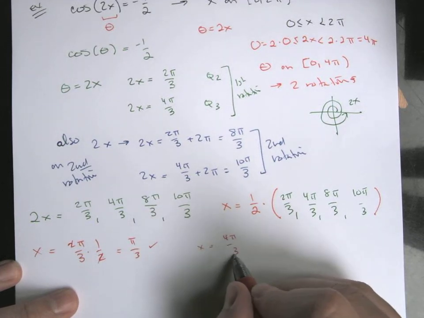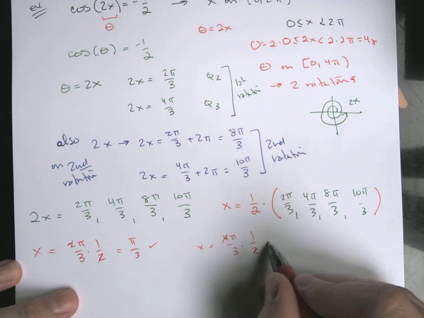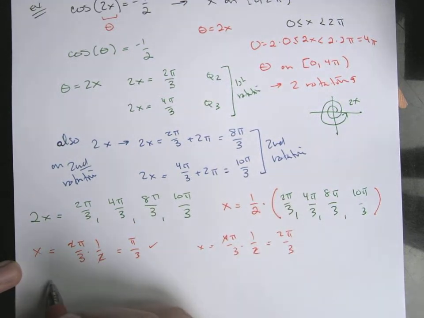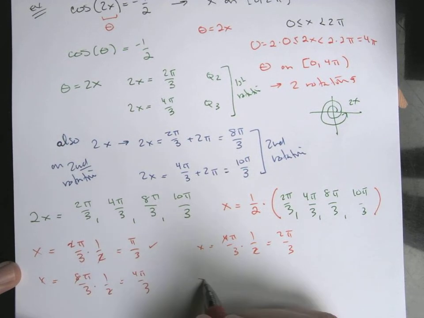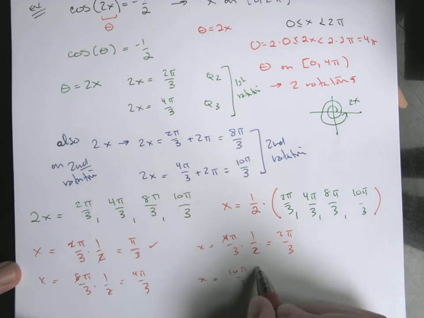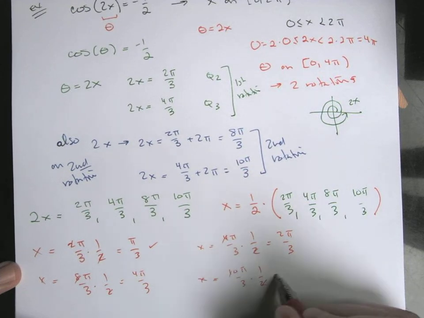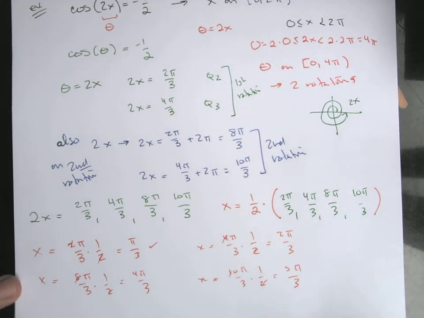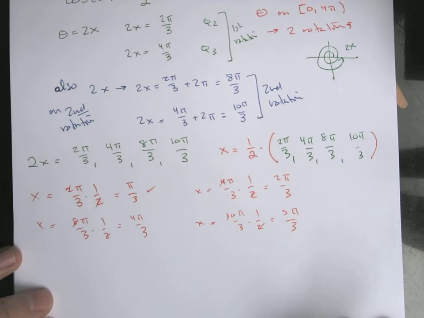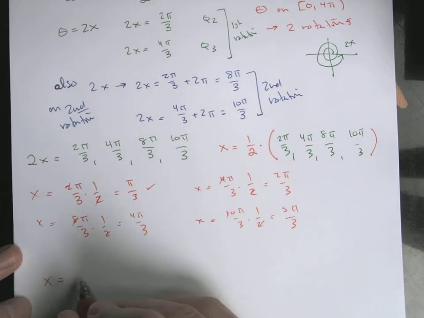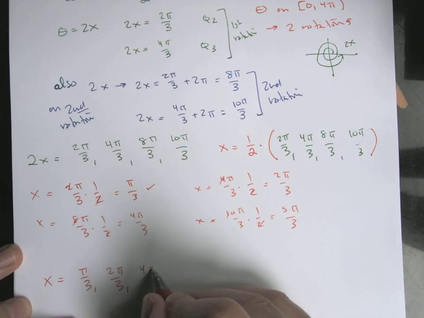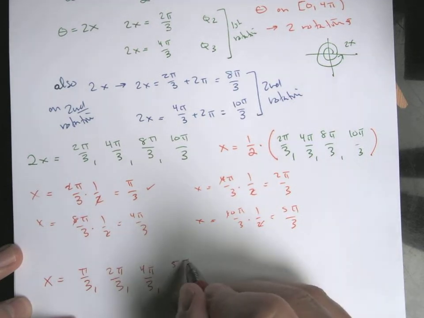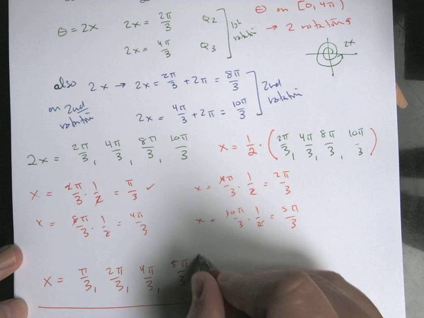X is 4 pi over 3 times 1/2, so that's going to be 2 pi over 3, right? X is 8 pi over 3 times 1/2, that's going to be 4 pi over 3. X is 10 pi over 3 times 1/2, right? Cancel, cancel. That'll be 5 pi over 3. So my final answer here is going to be x equals pi over 3, 2 pi over 3, 4 pi over 3, and 5 pi over 3.